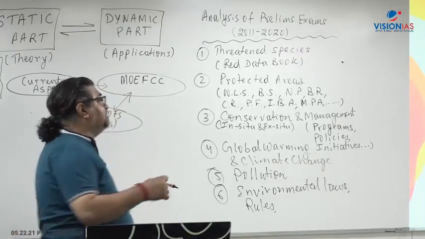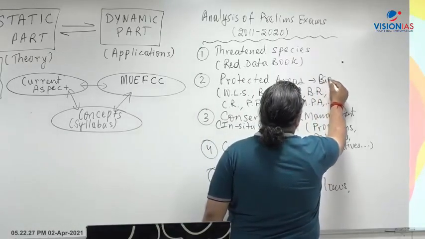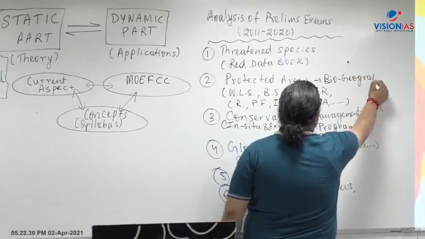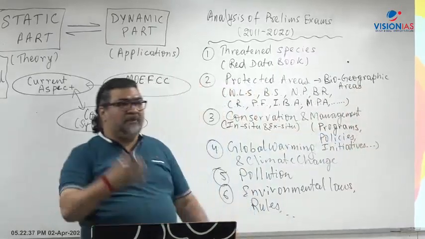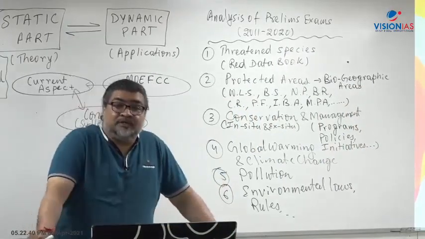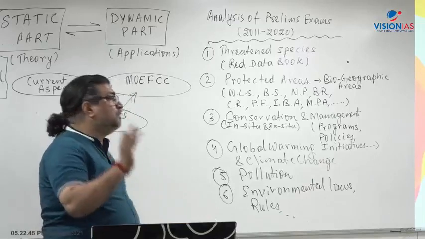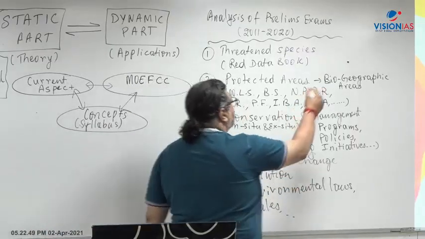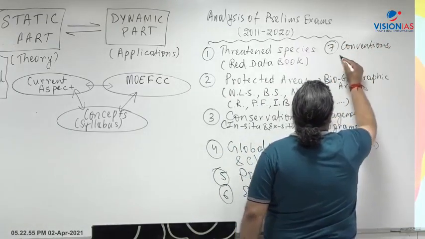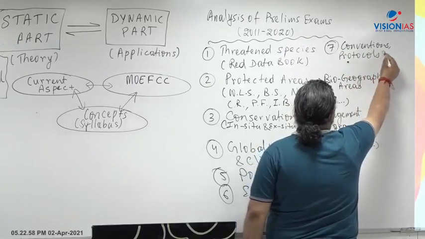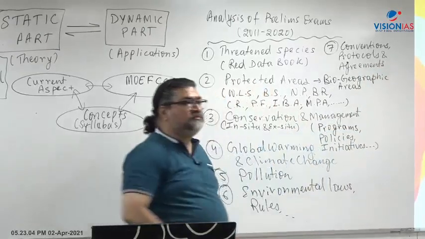You will find questions with respect to the biogeography part of it. If I bring in protected areas, you will find rivers, hills, biogeographic areas. Geography linked with the biological and ecological part: biodiversity hotspots, rivers, lakes, wetlands, wetland conservation. Then at the international level, you will come across conventions. There are different conventions, protocols and agreements at the international level to which the government of India is a party.